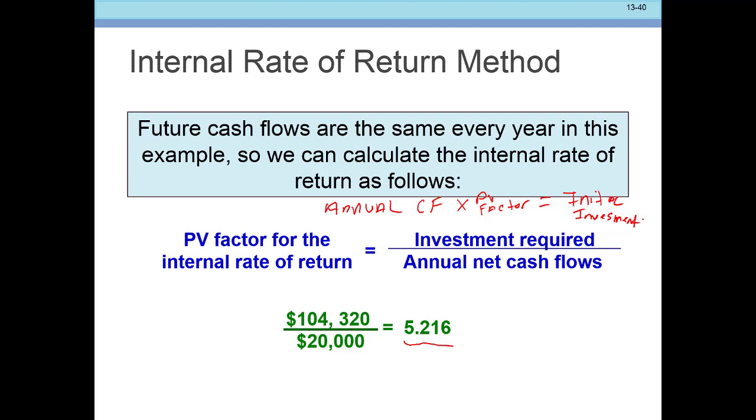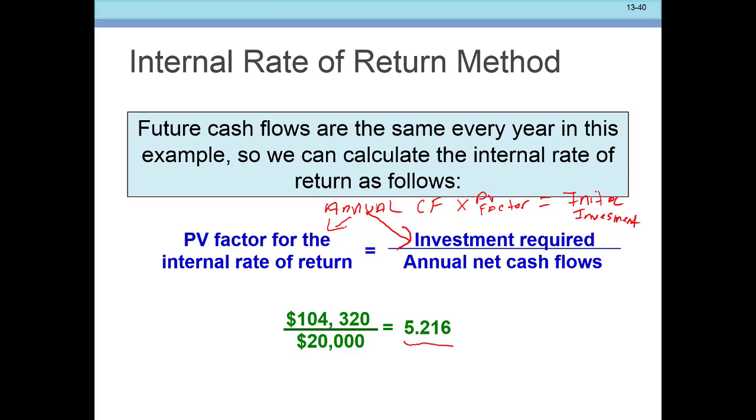Then I simply go ahead and divide each side by my annual cash flows, guys. I'm not going to rewrite what's already here. If I divide each side by the annual cash flows, then I'm left on one side with just the present value factor, and I have on the other side the investment required divided by the annual cash flows, don't I? So now I have the present value factor that will make my cash flows equal to my initial investment to make my net present value 0, don't I?